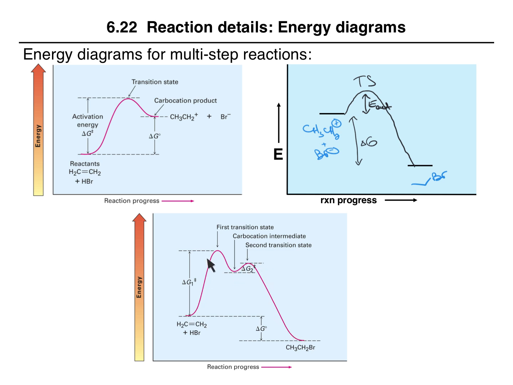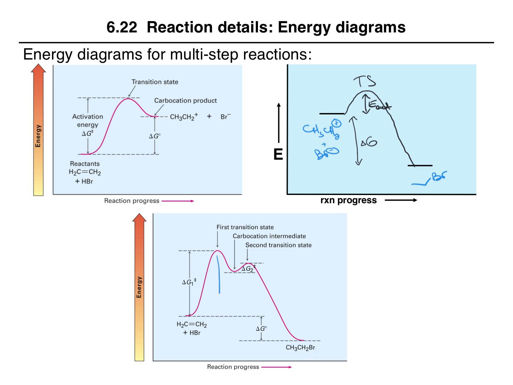So reactant, transition state, product of step 1. So all the way from the reactant of step 1 to the product of step 1, this whole thing is step 1. And then here we have step 2. This is the reactant of step 2, the transition state of step 2, and the product of step 2.